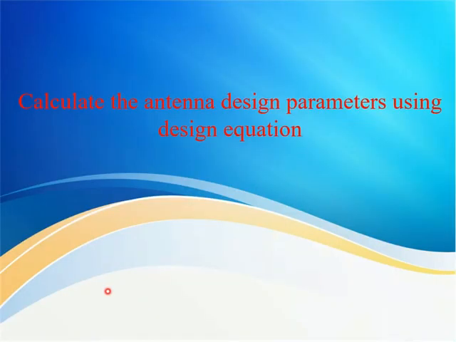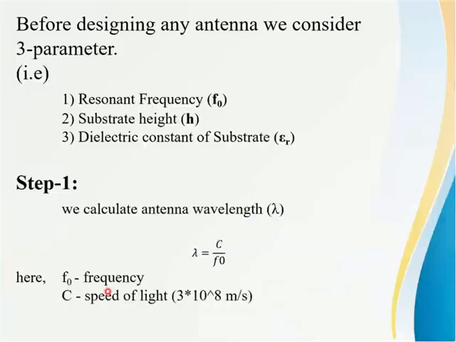Calculate the antenna design parameters using design equations. Before designing an antenna, we consider three parameters. The first is the resonant frequency f0, then the substrate height h, and the dielectric constant of the substrate, epsilon r. In the first step, we calculate the wavelength, lambda equals c by f0, where f0 is the frequency and c is the speed of light.